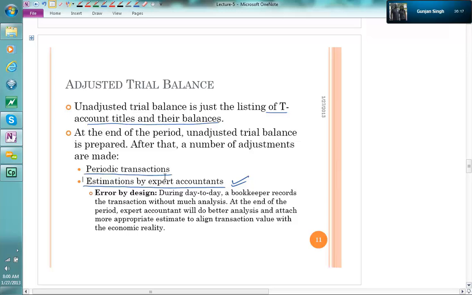So there are many periodic expenses, or suppose you have some general expenses and you need to allocate between different departments. This allocation, if we do it at daily level or at monthly level, may not be effective to make the judgment. So once again, there are many periodic expenses which are decided at the end of the period and by the expert people. Okay, so these are the two types of transactions which we are saying are brought from unadjusted trial balance to adjusted trial balance.